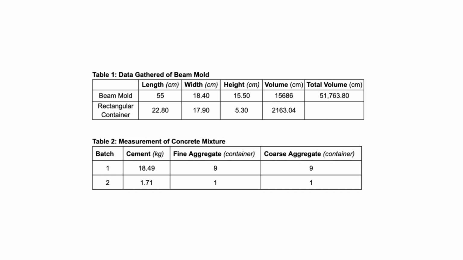Furthermore, specific measuring of the concrete mix parts is important in designing and making concrete samples. A class ratio of 1:1.5:1.5 was created to measure the parts of the concrete mix. As stated in Table 2, Batch 1 contained 18.49 kilograms of cement, 9 rectangular containers of fine aggregate, and 9 rectangular containers of coarse aggregate.